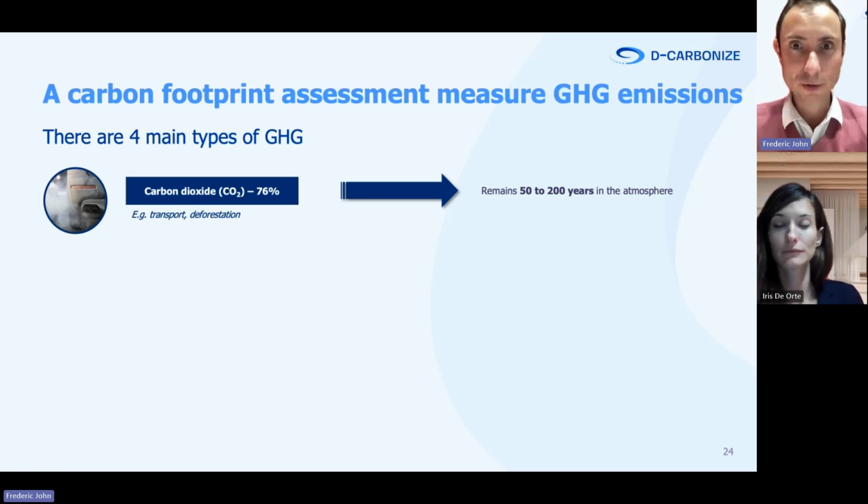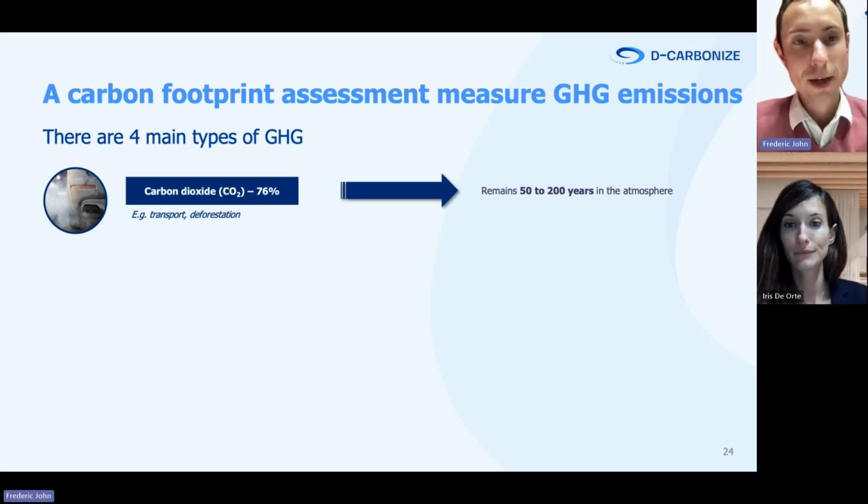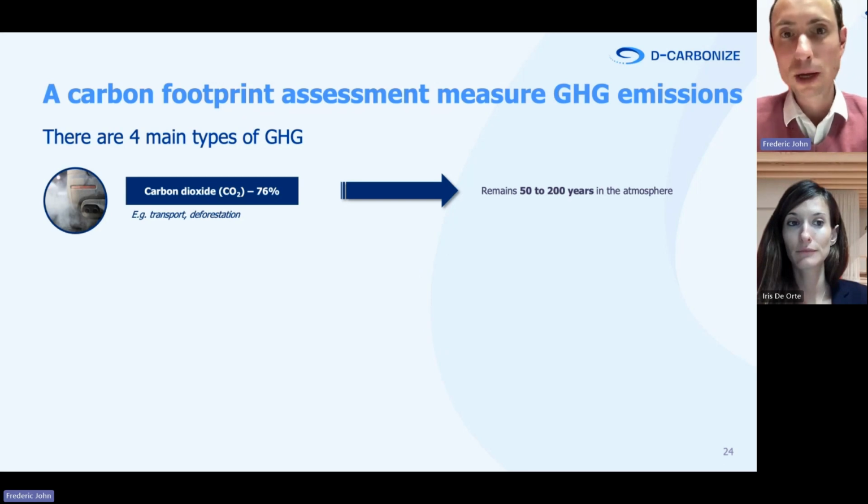I hope everything is clear so far, and I'm not going too fast. But now we will go into a bit more technical aspects. And the first that I would like to address with you today is to describe what are we measuring when we are talking about a carbon assessment.